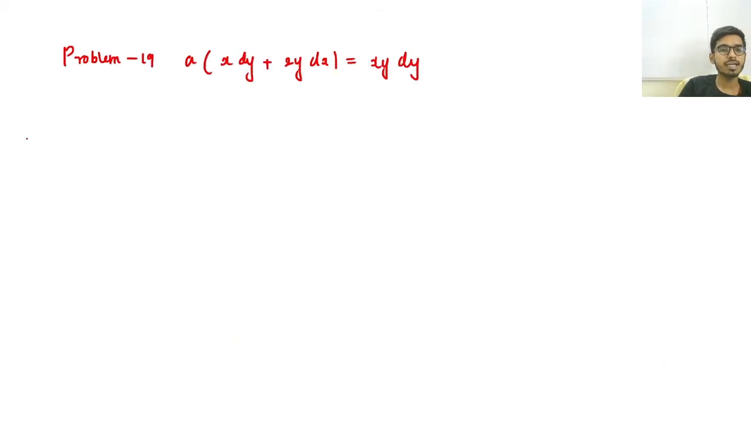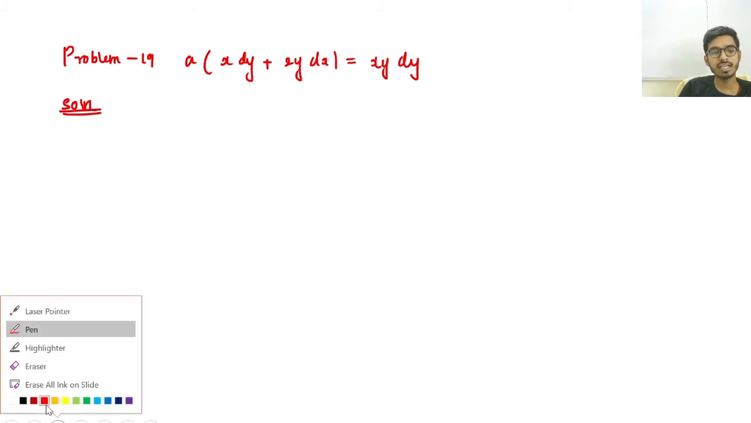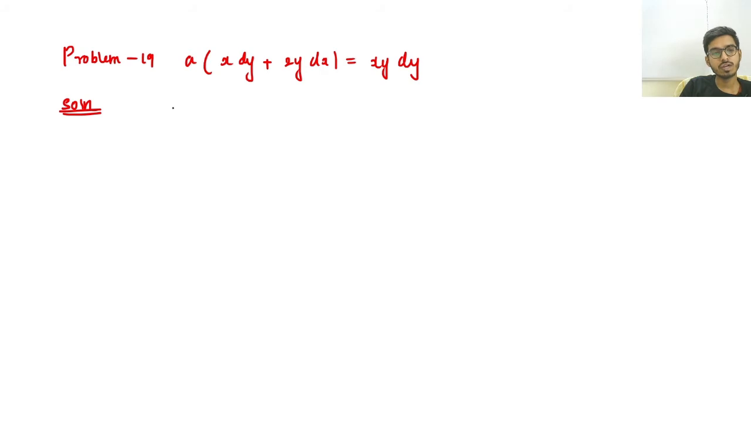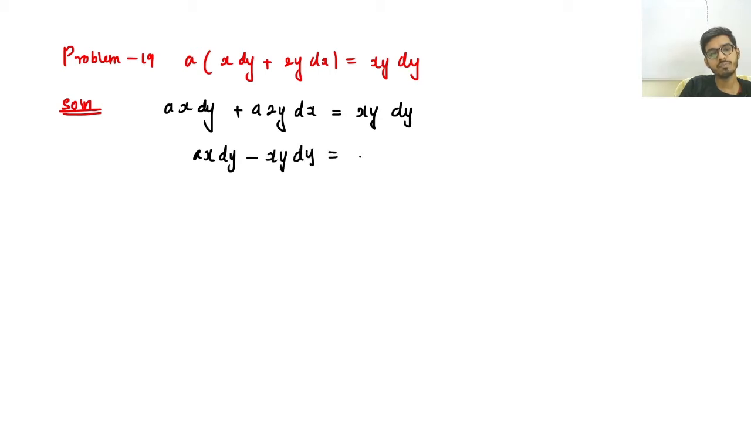Yes. So problem number 19. Solve a into x times dy plus 2y dx is equal to xy dy, right? So first we need to separate x dx and y dy to one side. So let us multiply this a inside. So we have ax dy plus a into 2y dx is equal to xy into dy. So here we have two dy terms, right? So we will group that. So ax dy minus xy dy is equal to 2ay dx, right?